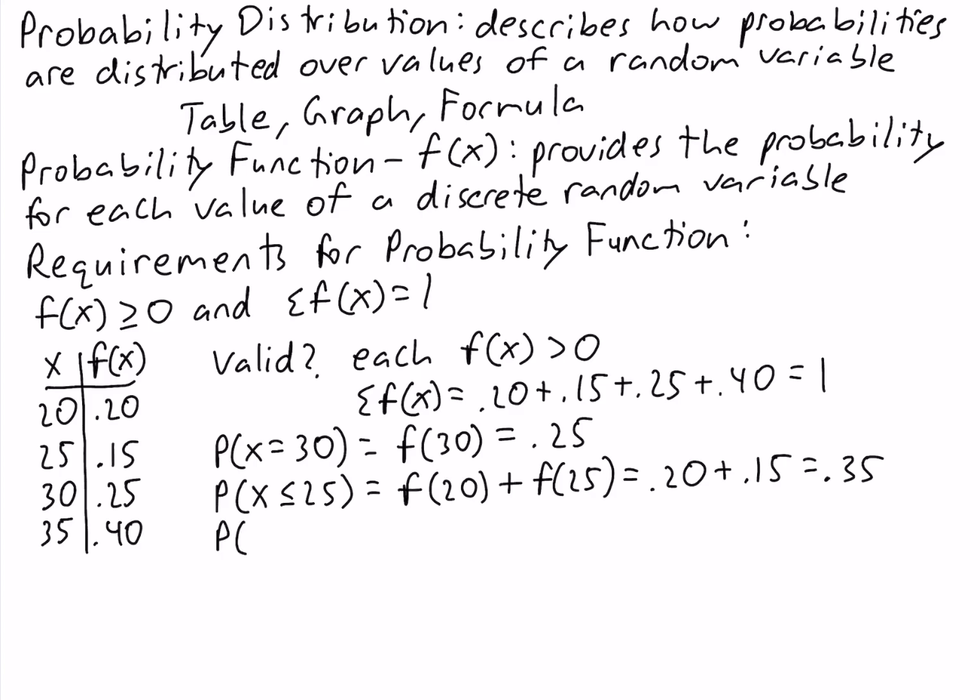Now let's calculate the probability that x will be greater than 30. Now there's only one value of the random variable that satisfies x greater than 30, and that is 35. So this is just going to be equal to the probability that x is equal to 35, which is f of 35, which is equal to 0.40. So the probability that x is greater than 30 is equal to 0.40.